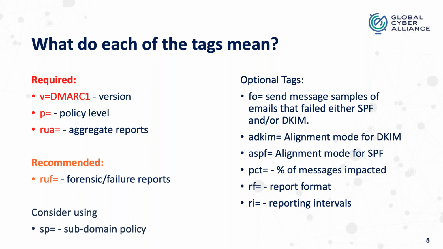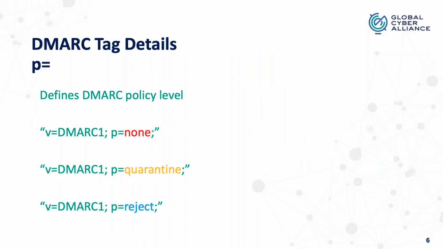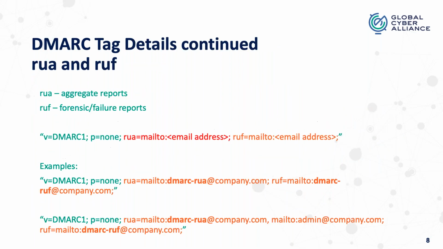So if you put in v=DMARC1; p=quarantine; and stop there, you're still going to be using enforcement. Same with p=reject. But when you're at none, it's useless without having the RUA and the RUF tags, right? Because those reports are going to help you get ready and tell you whether you can move up to quarantine or move up to the reject policy, so that you're actually doing a level of enforcement.